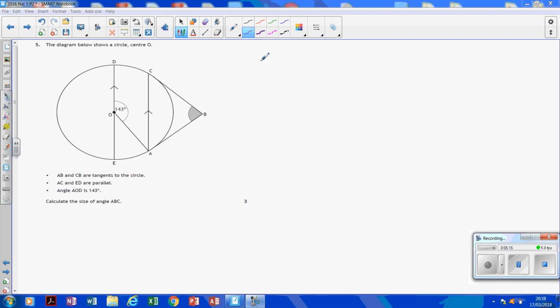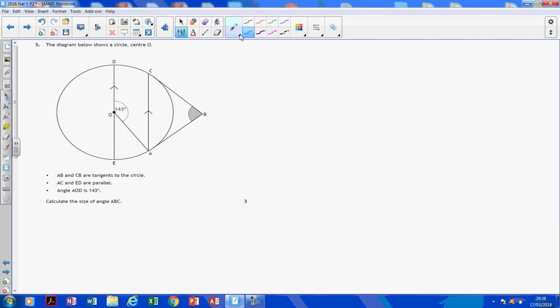Now for this one, AB and CB are tangents to the circle. So the first thing I would do, if you know something is a tangent to a circle, is highlight it in some way. So that's a tangent, and that's also a tangent. Now a tangent meets a radius at 90 degrees. So there is a radius there, coming from the centre out to the outside of the circle. So I know that this whole part in here is 90 degrees. Now that I know that, I can start doing the question.